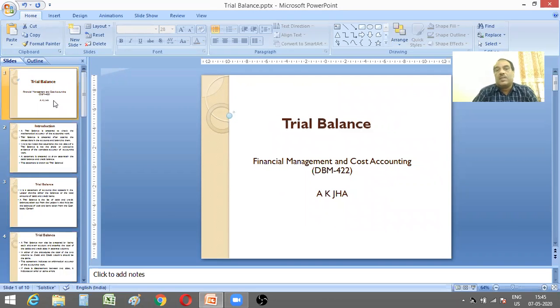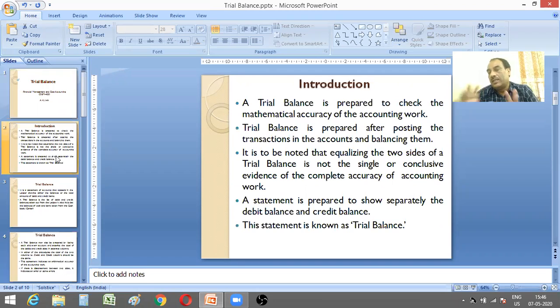Trial balance. After balancing the ledger, we go for preparing the trial balance. A trial balance is prepared to check the arithmetic accuracy of the balances of accounts. It is a rule that all debits should be equal to all credits, so to ascertain whether all debits are equal to all credits, a trial balance is prepared. It is prepared to check the arithmetic accuracy of the accounting work.